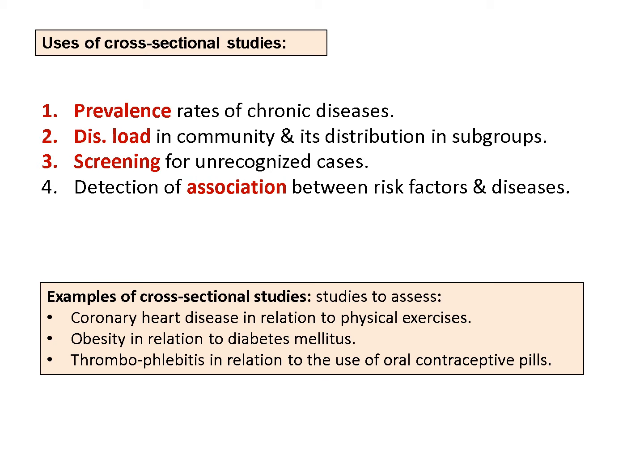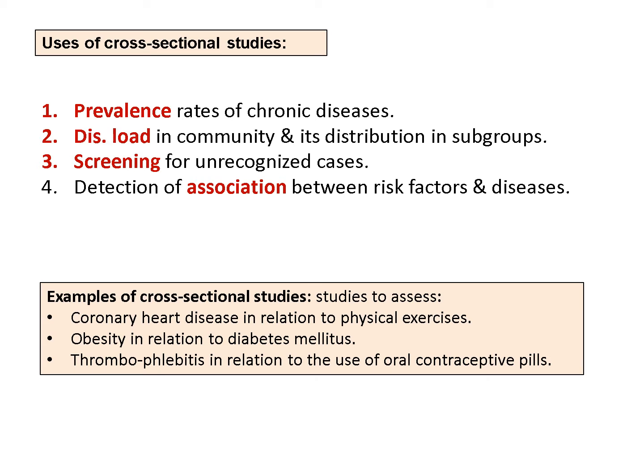For example, if they are 1,000 students, we find out that 100 of them have coronary heart disease. So from this, we find out the prevalence rate of coronary heart disease. Also, we can find this disease load in the community and its distribution in subgroups. In the same way, we know the disease distribution if we do this research among all the years of medical school. We can know the prevalence or the disease load of coronary heart disease among each year.